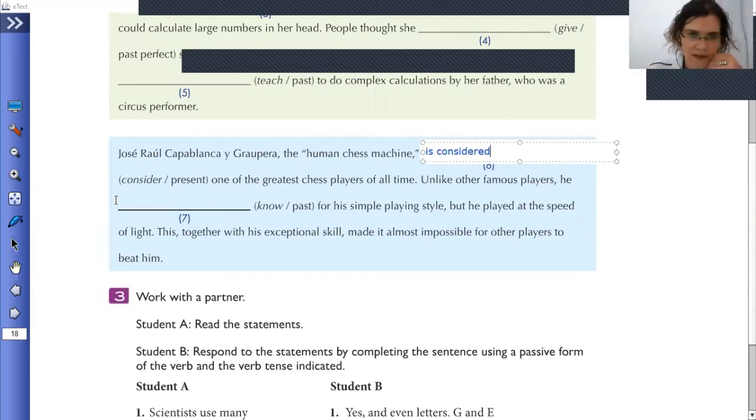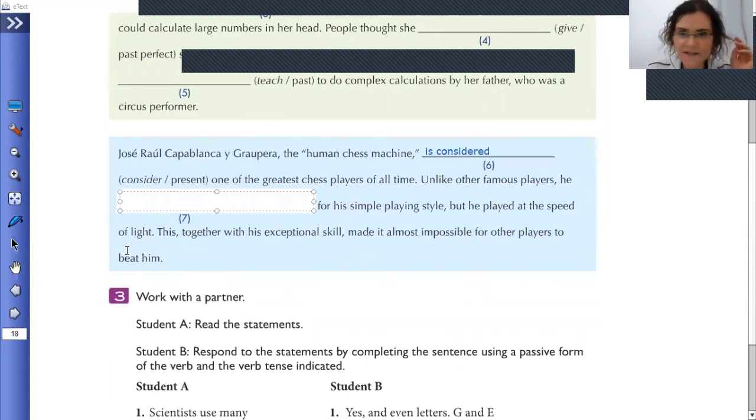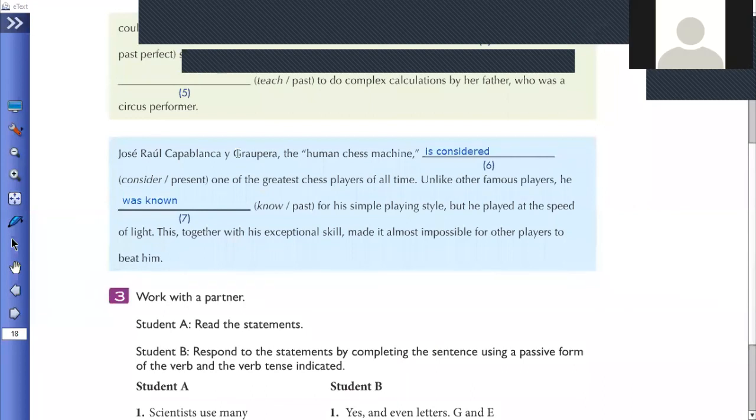Know, and the past tense here. Let's look at the subject. Unlike other famous players, he. This is the subject after the comma. He. So that's singular, right? And this one is past. So it is was or were. Which one? Was. Awesome, people. And then verb 3 of know is known. Yeah. Does this make sense? Yes. Okay, I'm happy.